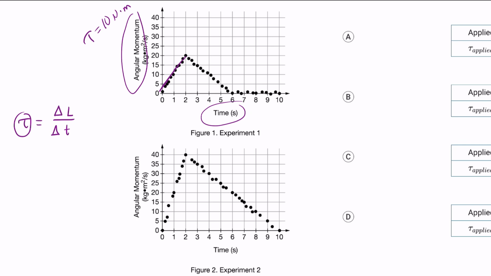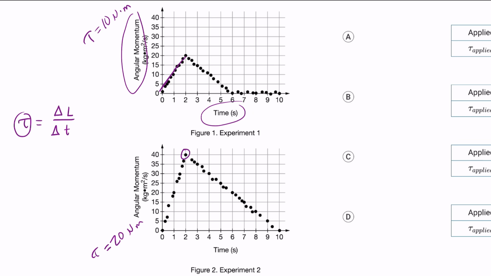Over here for experiment 2, we reach 40 in 2 seconds. So that's 20 Newton meters of torque. Very nice. So clearly in experiment 2, we're generating more applied torque, right?